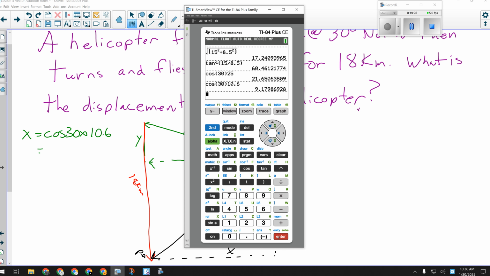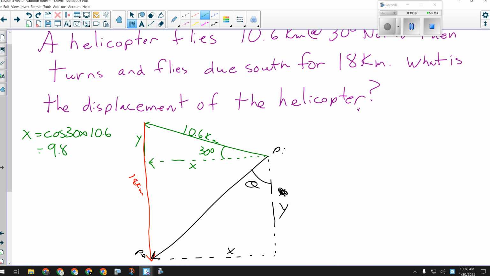All right, so that side is 9.18 kilometers, and that is west. Okay, and then for our y, which is opposite of the 30-degree angle, that's going to be sine of 30 degrees times the hypotenuse, 10.6. That's going to give us 5.3 kilometers north. Okay, everybody all right with that?